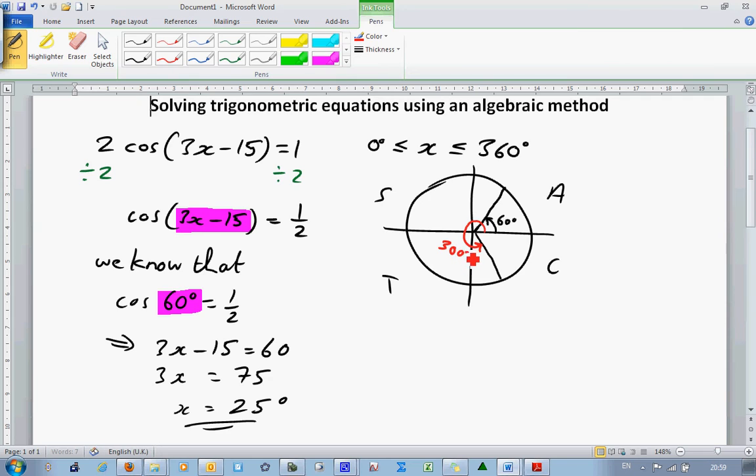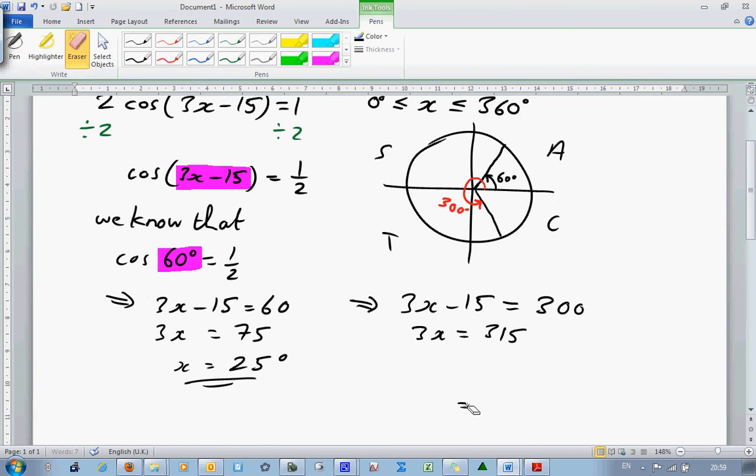So an alternate answer is that 3x minus 15 could also equal 300 degrees. This now gives us that 3x is 315 and x equals 315 divided by 3, which is 105 degrees. And that's it. We're done. Again, nice and straightforward. It doesn't look too bad, but you have to think about all the possible solutions.